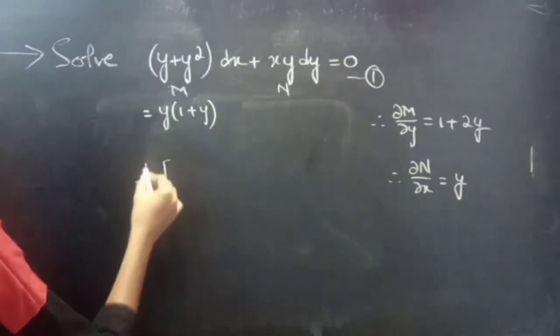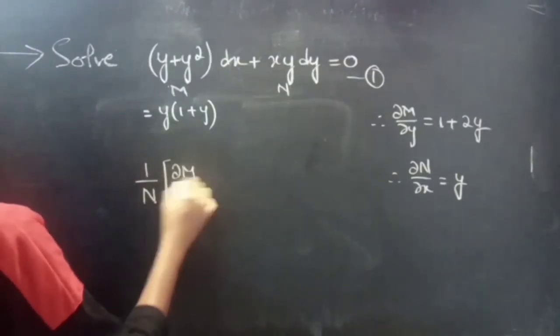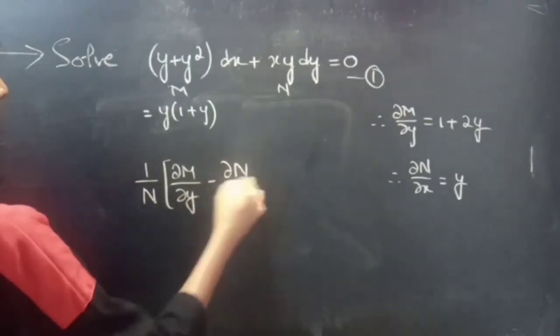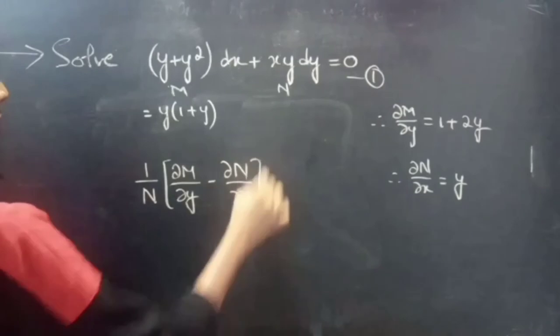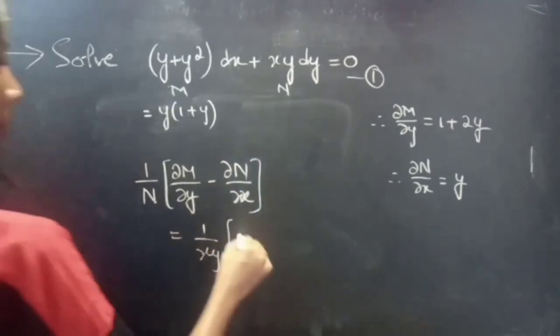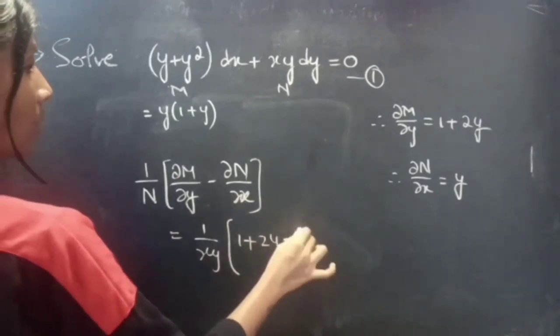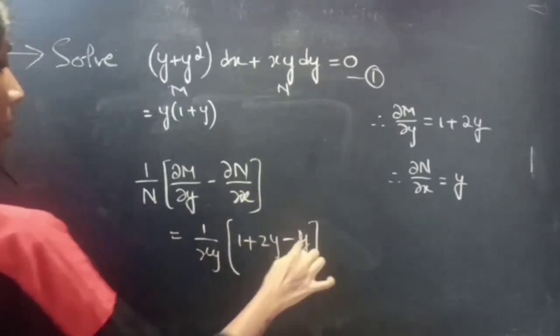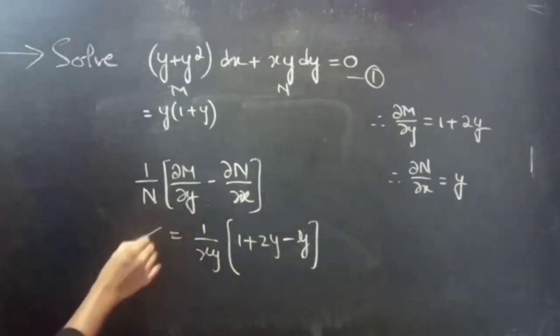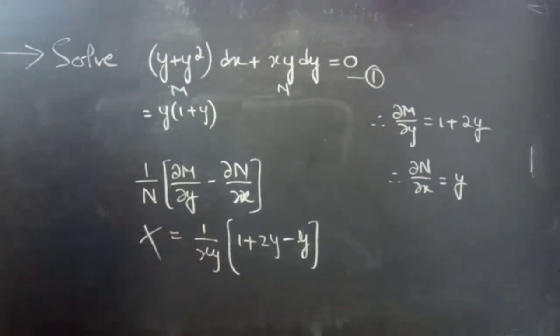If you want to use (1/N)(∂M/∂y − ∂N/∂x), we'll get 1/(xy) times (1 + 2y − y). Here, you can't cancel any single term or get any function of x alone. We can't use this method.